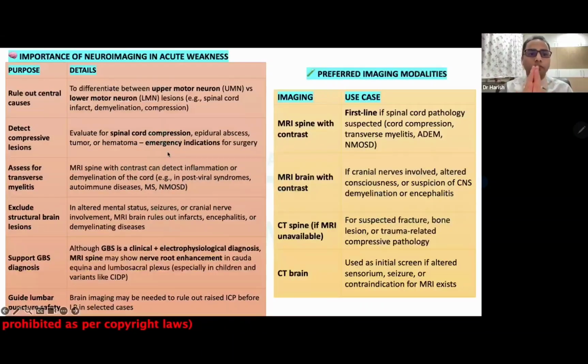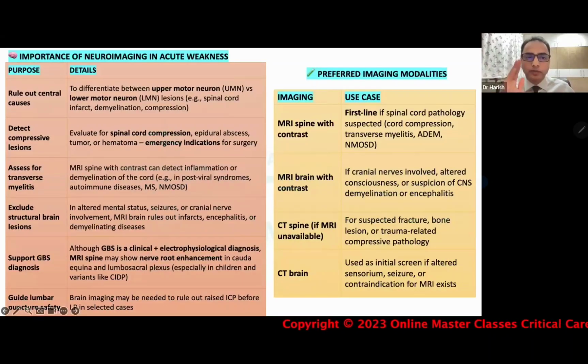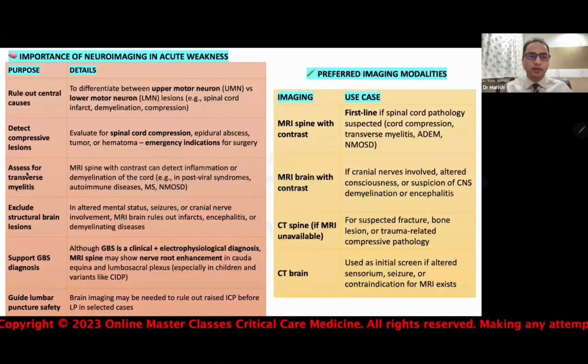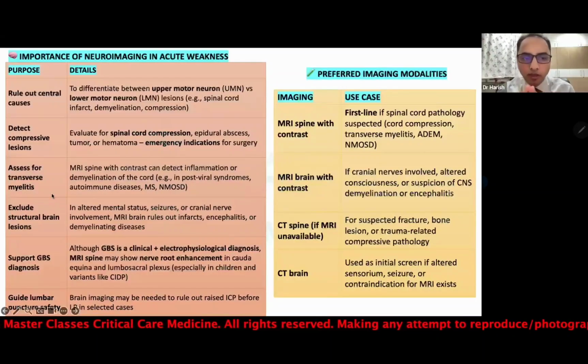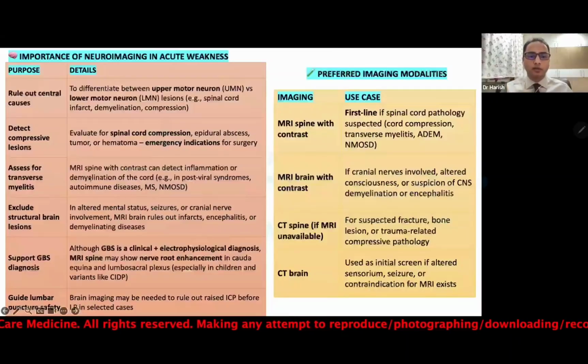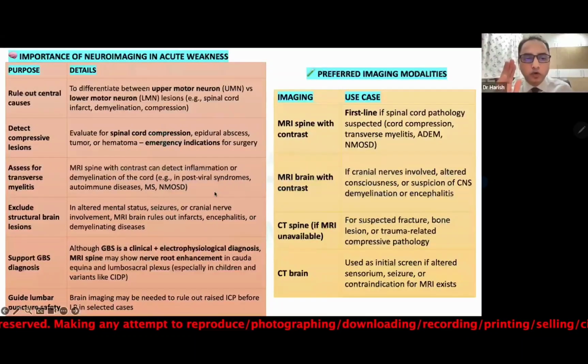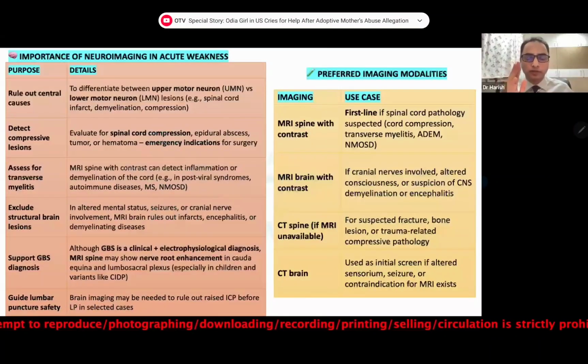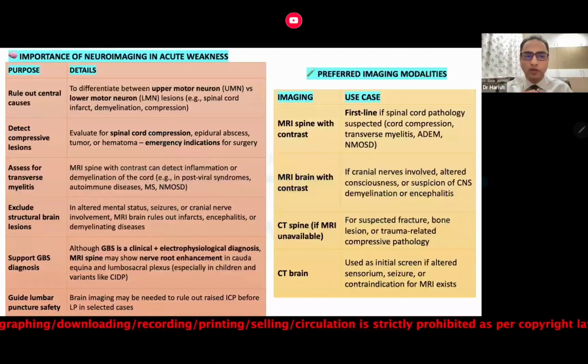If you look at the importance of neuroimaging in acute weakness in general, you need to understand it is to rule out central causes, particularly to differentiate between UMN and LMN lesions like spinal cord infarct, demyelinating syndrome or compression. It detects compressive lesions, particularly spinal cord compression with epidural abscess, tumor or hematoma, or any emergency indication for surgery. Assess for transverse myelitis: MRI spine with contrast can detect inflammation or demyelination of the cord in post-viral syndrome, autoimmune disease, multiple sclerosis. All these things you need to weigh when deciding on an MRI spine.